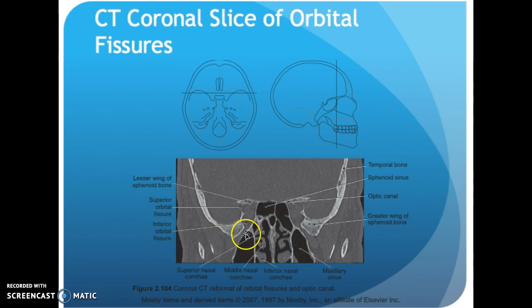So looking here, this is a coronal slice of CT. We have your lesser wing coming across the top. So your temporal bone, your sphenoid sinus, your optic canal is here, your greater wing of your sphenoid, maxillary sinuses, your inferior nasal concha, and your middle nasal concha, and your superior nasal concha, which you don't see often, so that's a great image of it. Your inferior orbital fissure is here, so supraorbital fissure, inferior orbital fissure, and this is your optic canal coming up top. Important to be able to distinguish between those. And of course, like I said, the lesser wing coming across the top of your sphenoid bone.